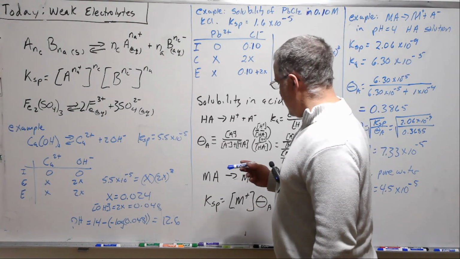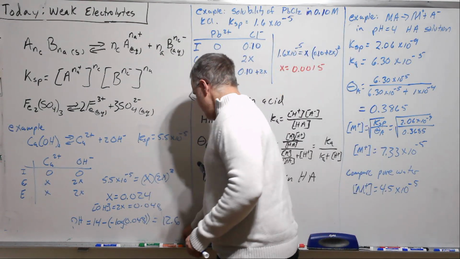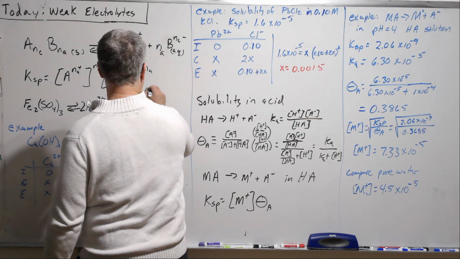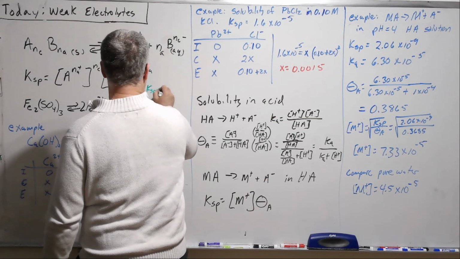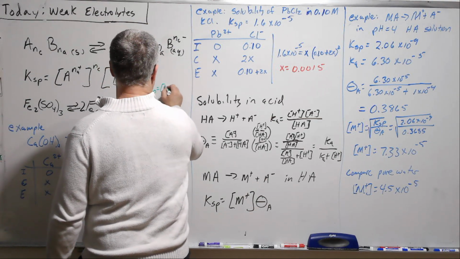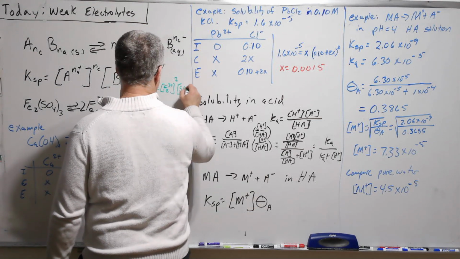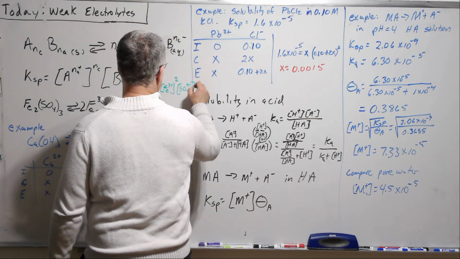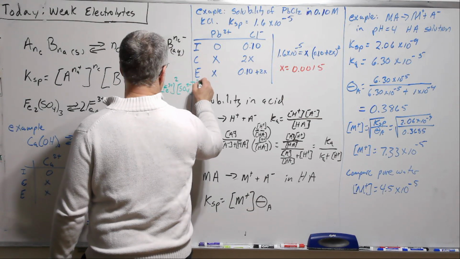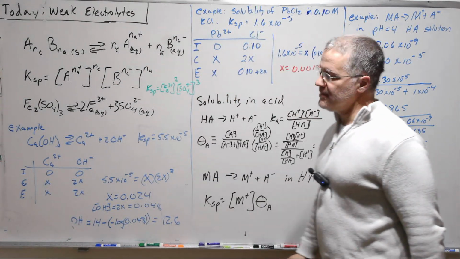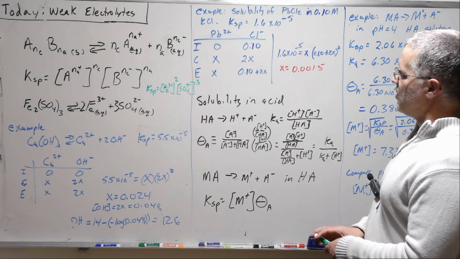And so if we were to write the K for this, let's do that right here. KSP will be the concentration of iron squared, and then the concentration of sulfate to the third power, right? So that would be the solubility product for that.